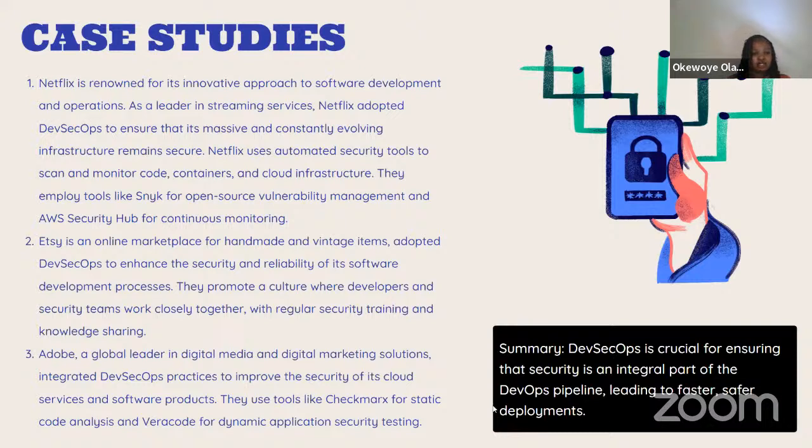Another case study we can look into is Etsy. Etsy is an online marketplace for handmade and vintage items. They also adopted DevSecOps to enhance the security and reliability of their software development process. They promote a culture where developers and security teams work closely together with regular security training and knowledge sharing.